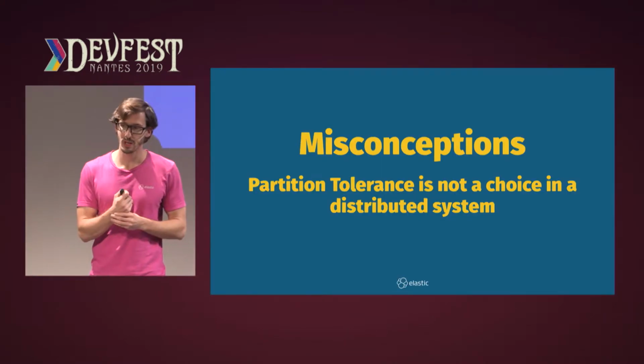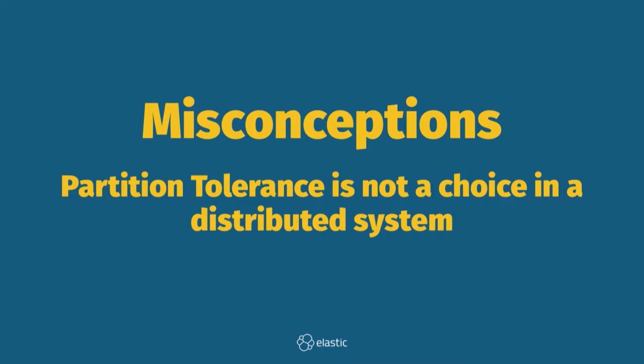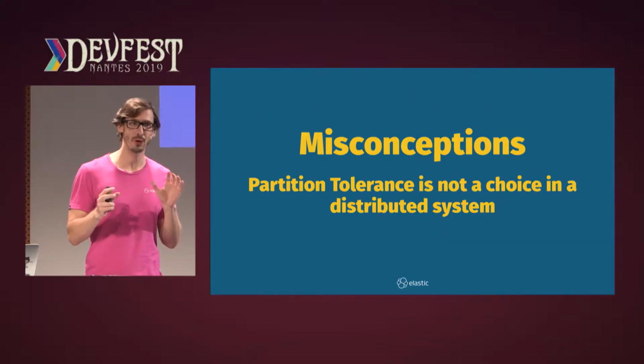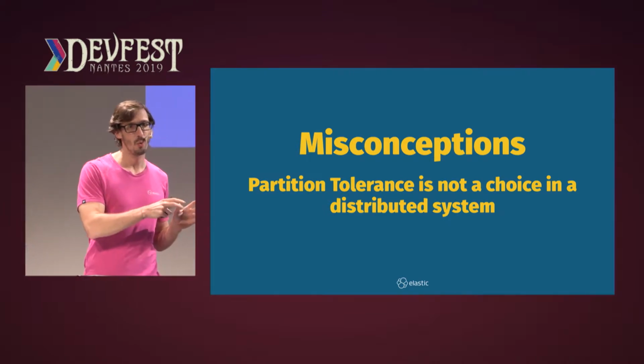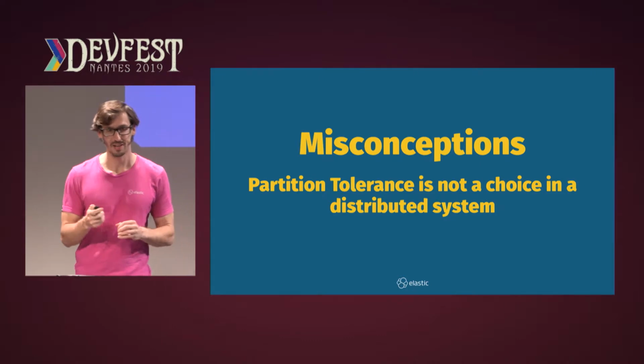One misconception is that partition tolerance is something you can decide on having or not having. Normally, if you have not seen a partition in a distributed system, it's either because you have been very lucky or because your monitoring is not good enough. That's the other option that you normally have.